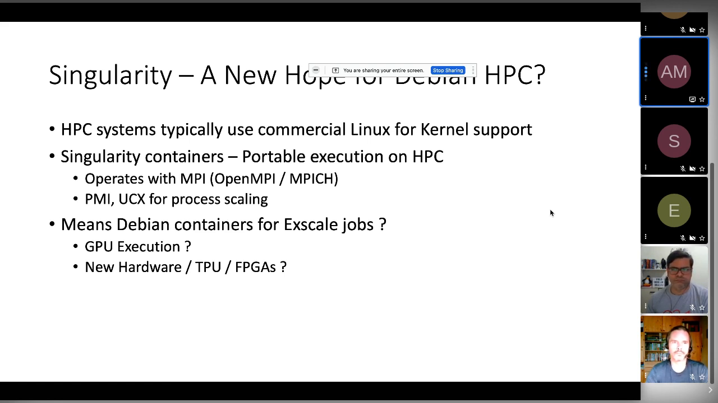Typically, large supercomputers and HPC systems use a commercial Linux because they need kernel support. So it's either SUSE or CentOS that are the typical choices, and they don't use Debian as the Linux alternative, because when you've got a multi-million-euro machine and you need uptime, you need commercial backing for the kernel, and they don't think there's a sufficient market for Debian in HPC.